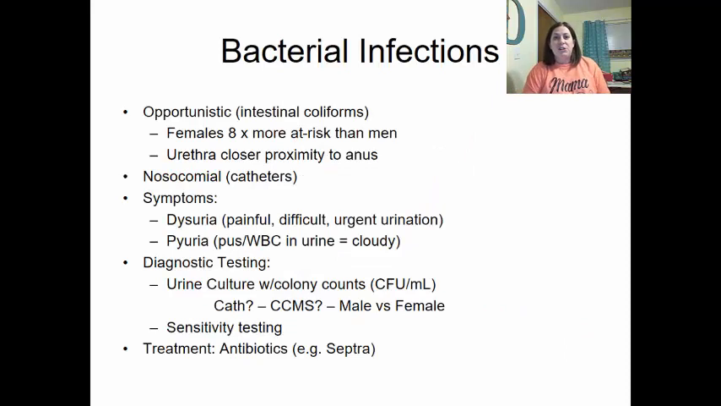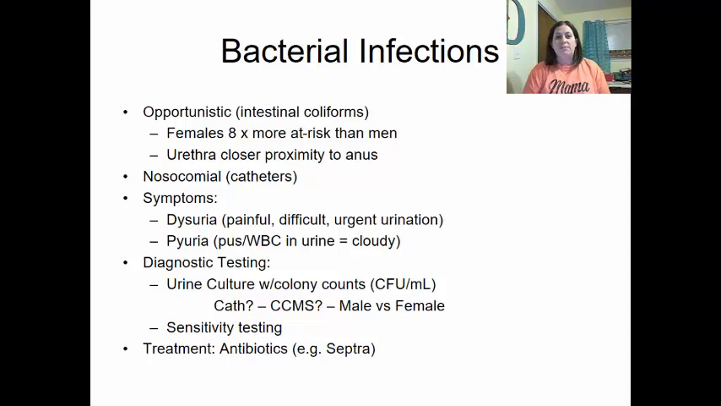Now there are some bacterial infections of the urinary tract. This is going to be a lot of times opportunistic bacteria that are from intestinal coliforms. So as long as they're in your intestines, they're fine, but if they gain access up through the urethra, it can cause some major issues. Now females are 8 times more at risk than men for this, and the reason for this is because of the close proximity of the urethra to the anus. We also see that this is very common in hospitals, the nosocomial, due to catheters.